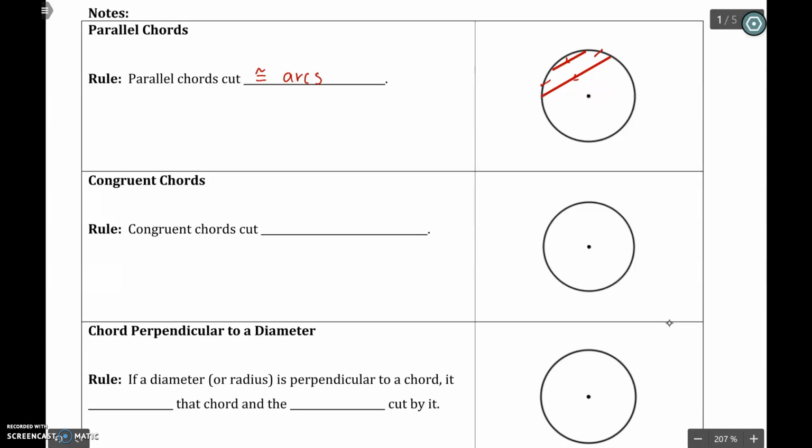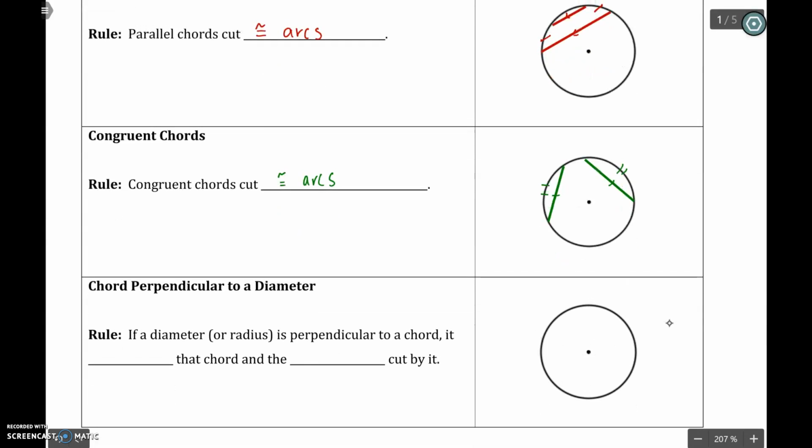Okay. Next, if I have 2 congruent chords, so I have one chord here and I have another chord here, and they happen to be the same length. If those chords are congruent, then the arcs outside of them are congruent. Okay, and then finally, if I have a chord that's perpendicular to a diameter, so here's my chord and my diameter. If those are perpendicular to one another, then the chord and the arcs are all bisected.